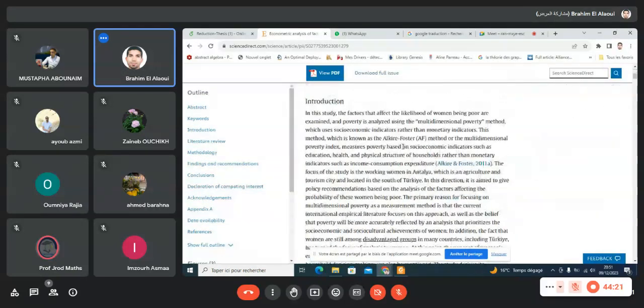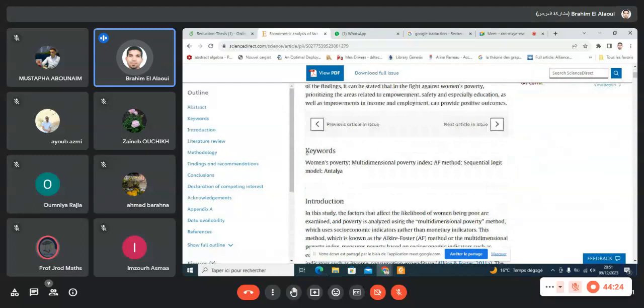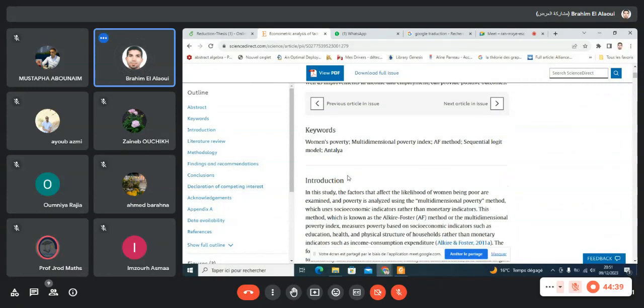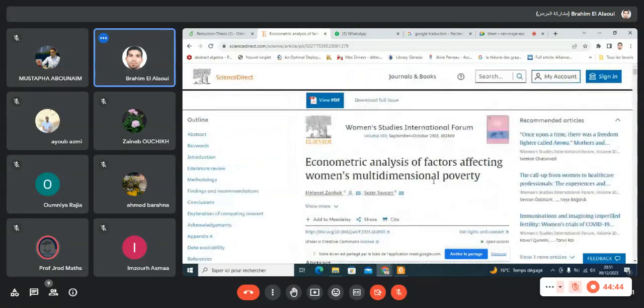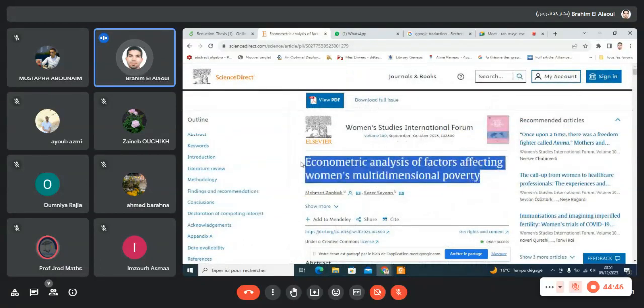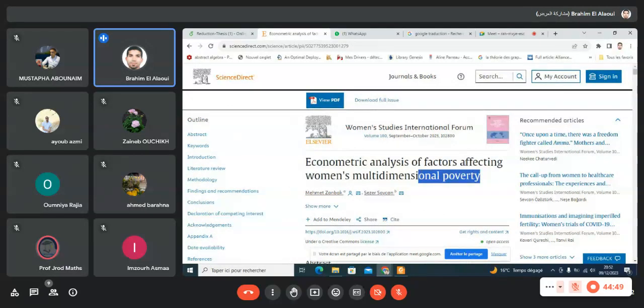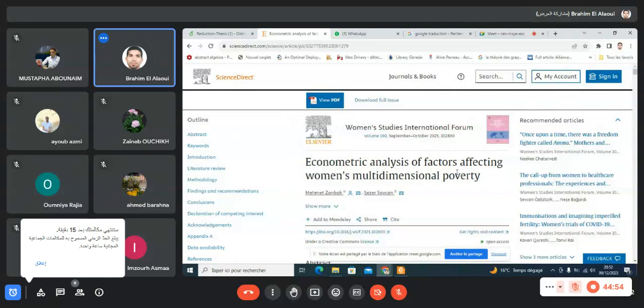the other sections. Here there are some keywords: women's poverty, multidimensional poverty index, AF method, sequential logit method, Antalya. And this is the introduction. The title of the paper is: Econometric analysis of factors affecting women's multidimensional poverty. Okay, good.